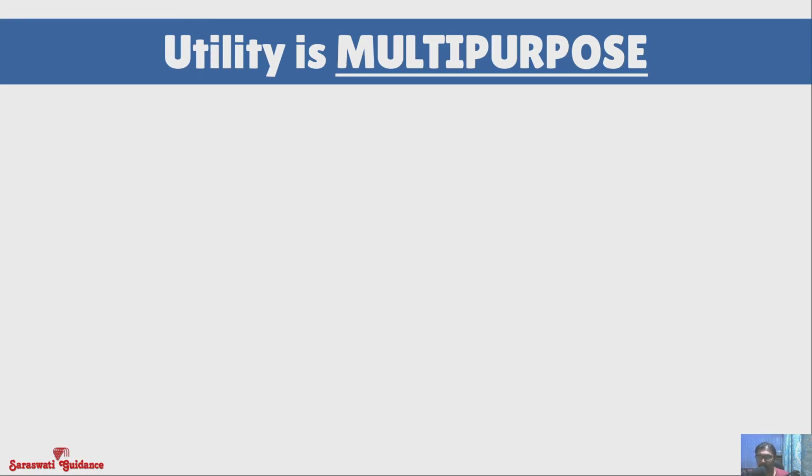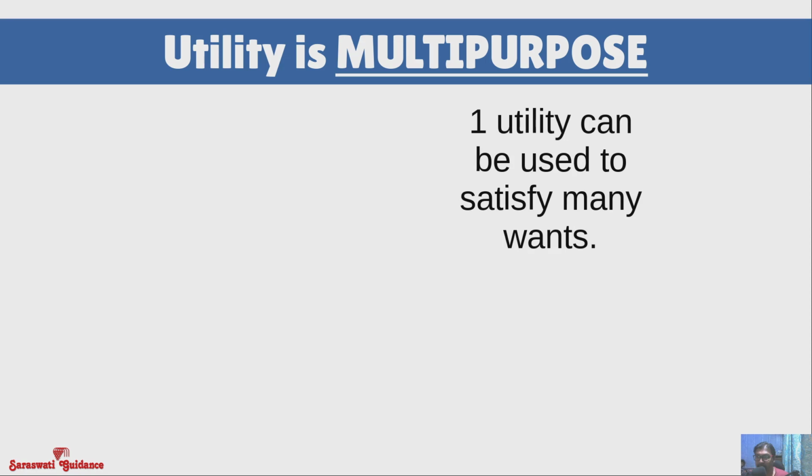Okay, the next feature, and this is a very easy feature to understand. One utility can be used to satisfy many wants. That's why we have used the word multi-purpose. The feature's name is multi-purpose utility. It means that one utility can be used to satisfy many wants.